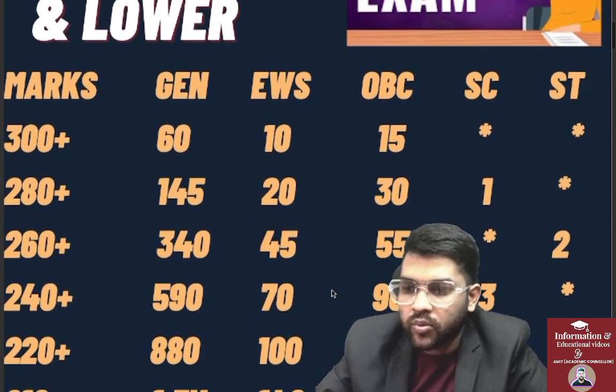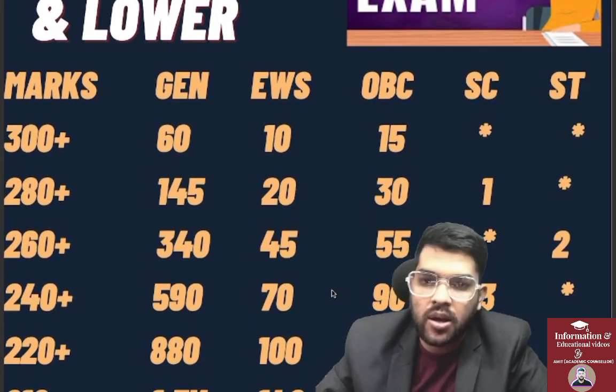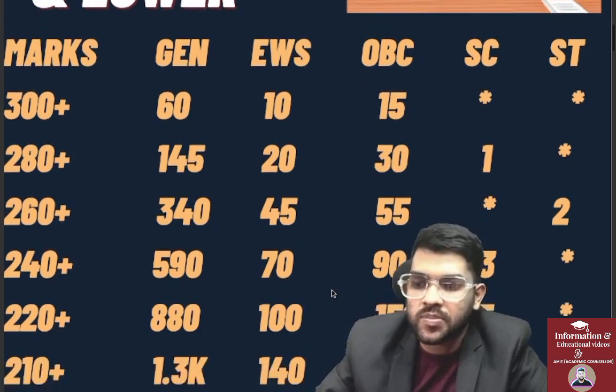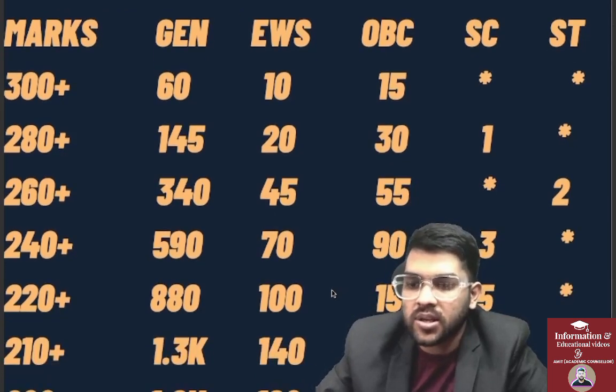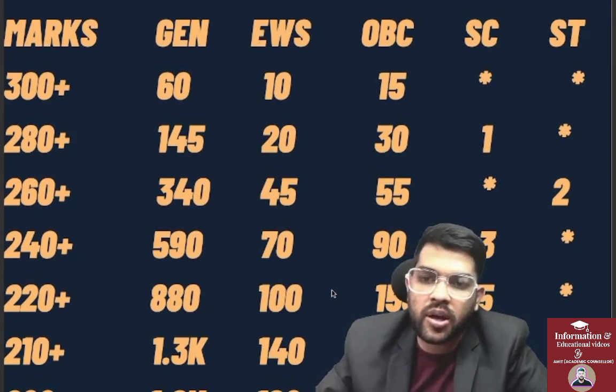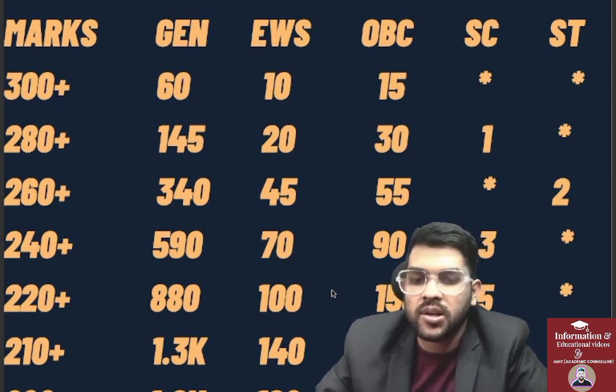For 280 plus, 145 general, EWS 20, OBC 30, SC 1. For 260, 340, 45, 55 and 2. Now if you talk about 240 plus, 590, 70, 900, 3, that is for general, EWS, OBC, SC, ST respectively. For 220 plus marks, general rank will be 880 or less than that. For EWS, 100 or less than that rank, and for OBC, 150 rank, that is in OBC category.